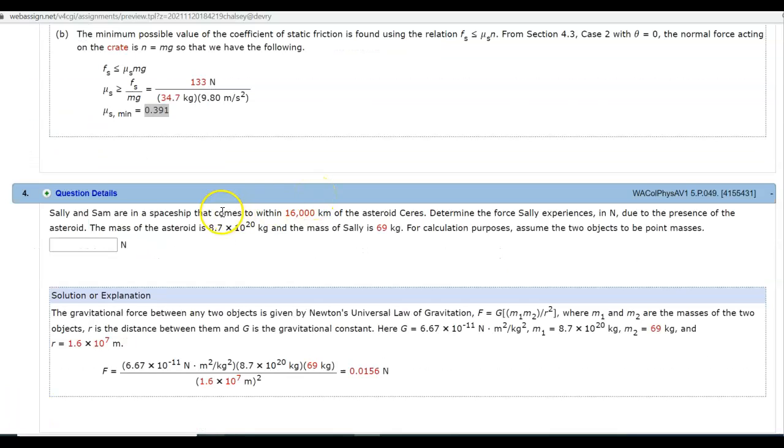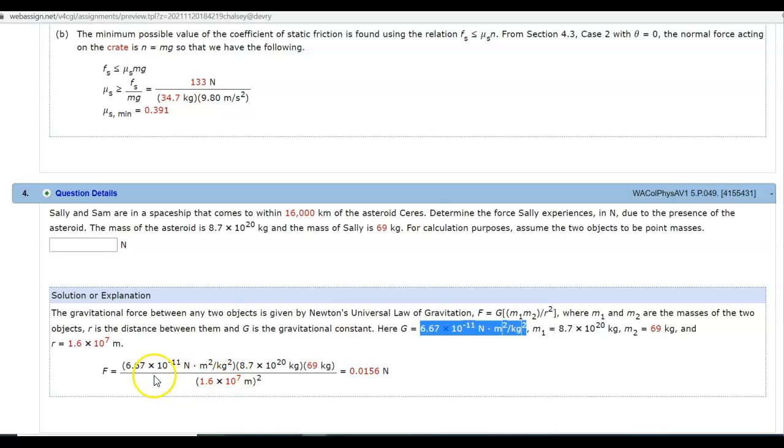Okay, and this one, Sally and Sam are in a spaceship that comes within 16 kilometers of the asteroid Ceres. Determine the force Sally experiences in newtons due to the presence of the asteroid. They give us the mass of the asteroid and the mass of Sally. And they give us G, which is the gravitational constant. So we'll use G here. All right, so F equals G times M1 times M2 divided by the distance squared.